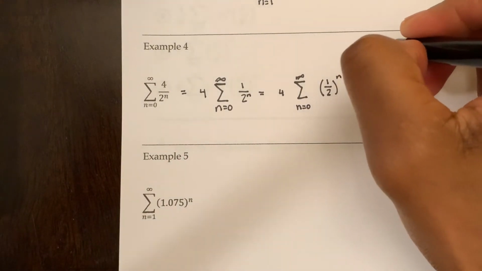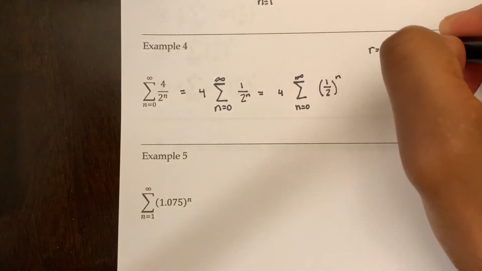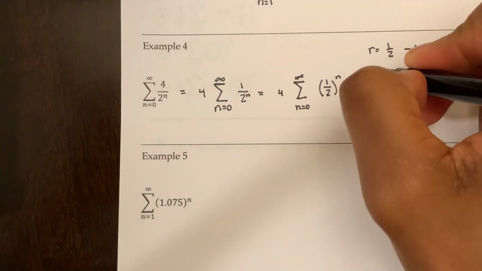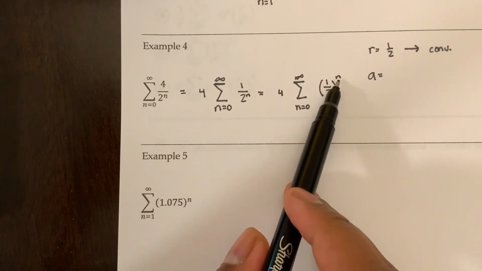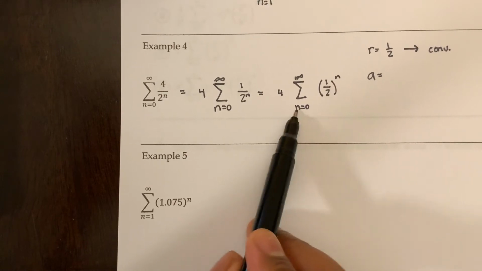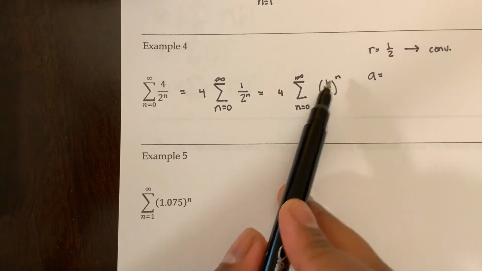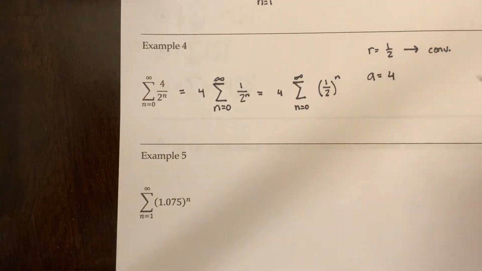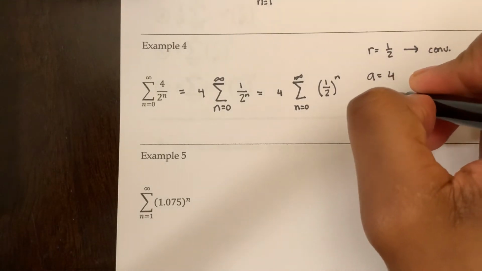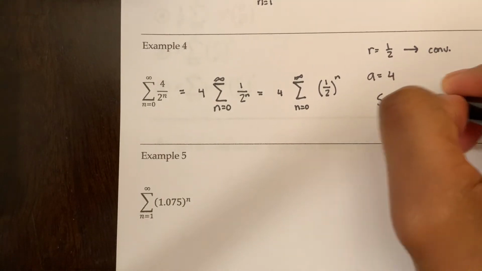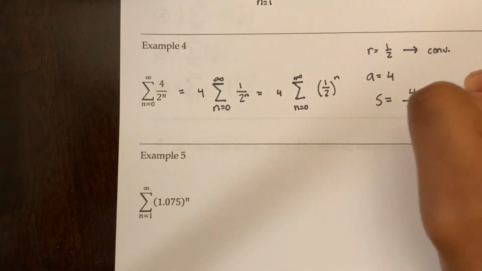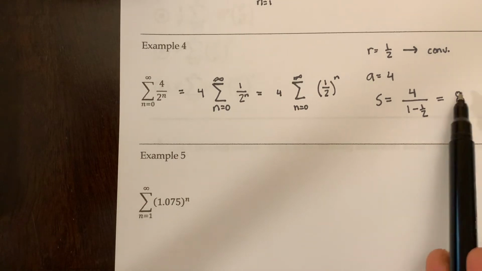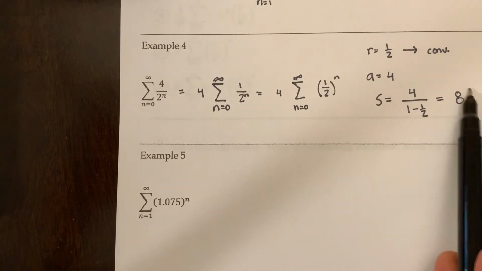So we know r equals a half, and that's going to imply convergent. Paying attention to what n is going to be important for identifying the first term. So 1/2 to the 0 is going to be 1, times 4. So we're just going to have 4 as our first term. So our sum is going to be a, which is 4 divided by 1 minus a half, which is going to be 8. So this series is convergent, and it converges to a sum of 8, or its limit is 8.